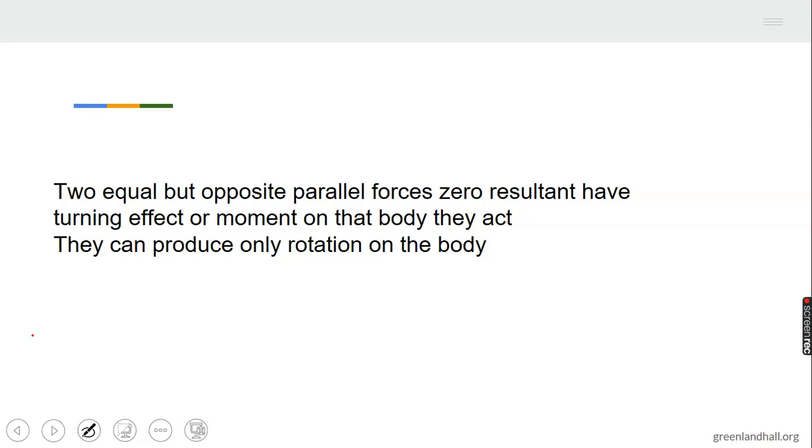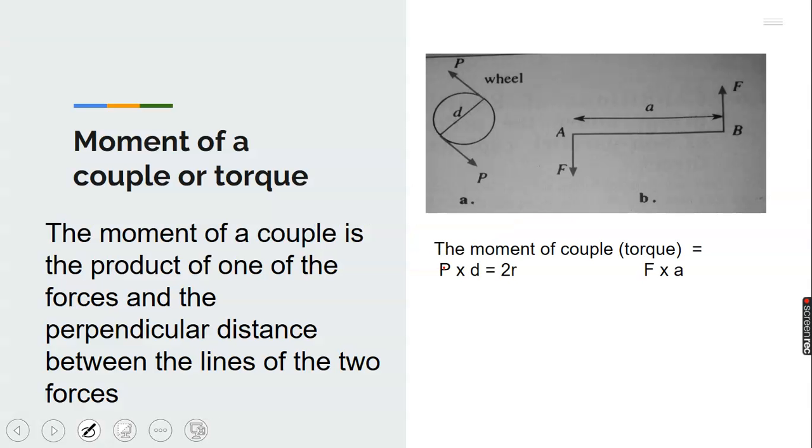Two equal but opposite parallel forces have zero resultant, but have a turning effect or moment on the body they act on. They can produce only rotation on the body. When you have 2 opposite equal forces, their resultant is 0, and they will only produce a turning effect like we have in our tap and bicycle wheels.